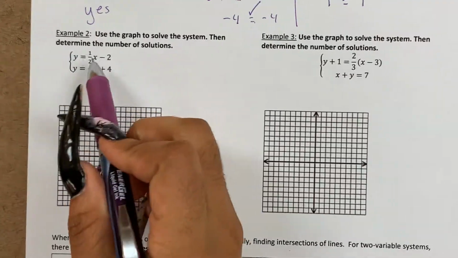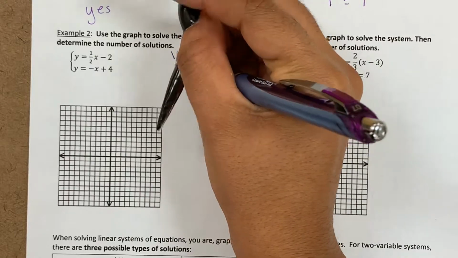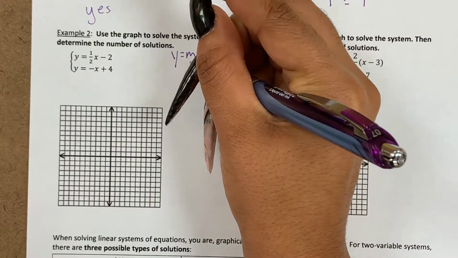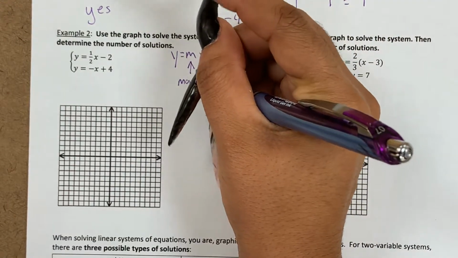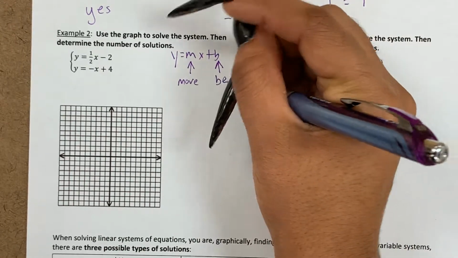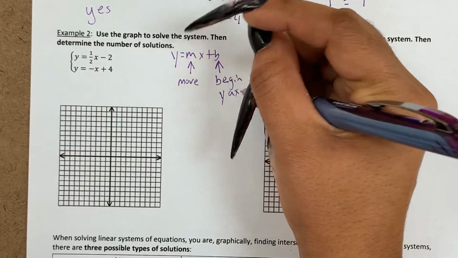Okay, graphs. We are going to graph these. Remember, the equation needs to be in y equals mx plus b, where m, that's your slope, that's how you move, and b, that's your y-intercept, that's where you begin. And you always begin on the y-axis.